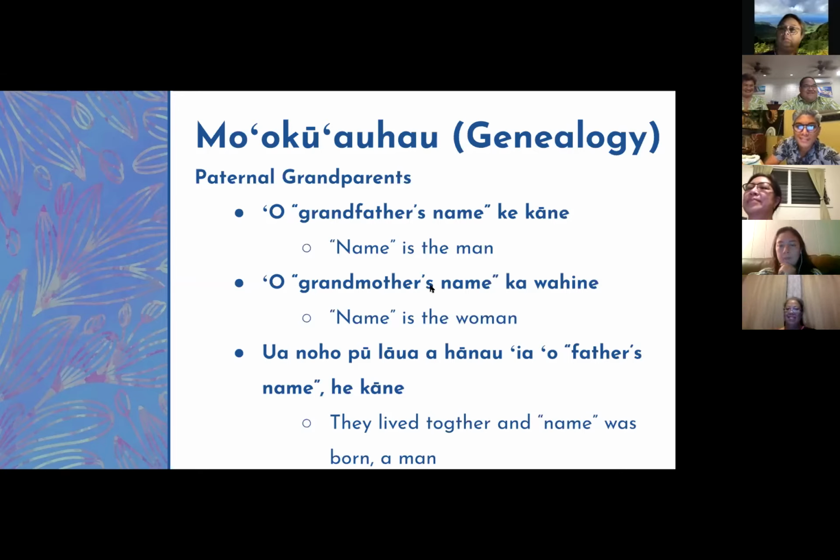o Hari kawahine. So Hari is the woman. Ua noho pū lawa. Ahanau ia o Gilbert ke kane. So they lived together and Gilbert was born, who was a man.